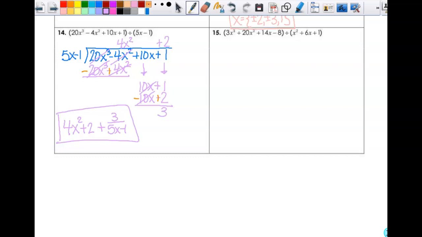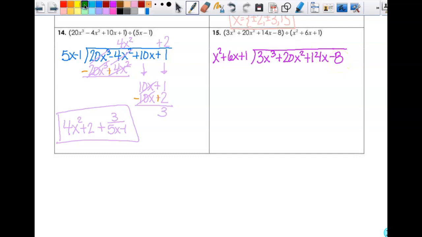All right, number 15. Dividing, again, I cannot use synthetic division because this is not a linear and it's not a binomial. So on the outside, I have x squared plus 6x plus 1. On the inside, I have 3x cubed plus 20x squared plus 14x minus 8. Once again, I should double check that I don't have any missing terms. This is a cubic, so I should have 4 terms, and I'm good. I don't have to put any zeros anywhere.